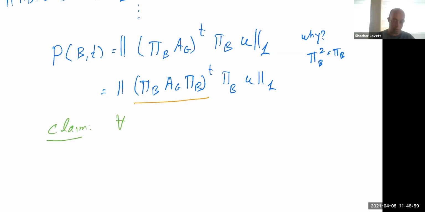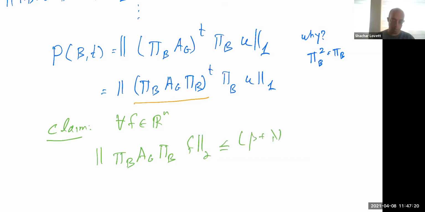For every vector, let's call it v, f, I don't know. For every vector f in Rn, the L2 norm of pi b, ag, pi b, f is smaller than beta plus lambda times the L2 norm of f. Okay, that's going to be the next main technical part.